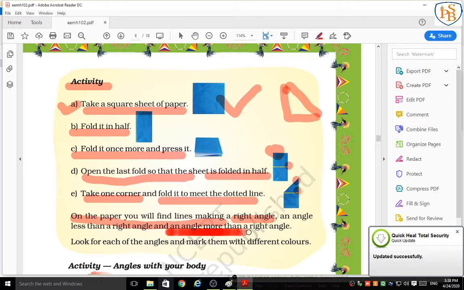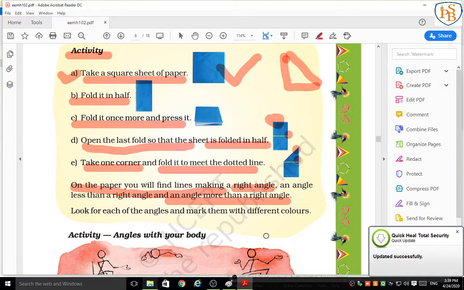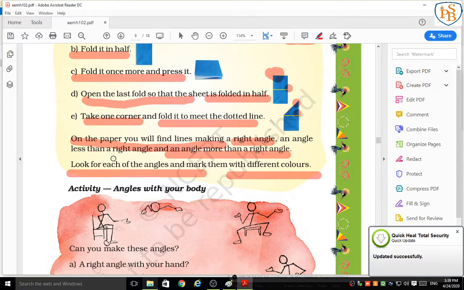And the angle more than a right angle. If we see over here, correct, you will get one more angle that is more than a right angle. Clear, students? After that, look for each of the angles and mark them with different colors. Again you have to use the color pencil and just mark which is your right angle, which angle shows less than a right angle and which angle shows more than a right angle. Okay, students? So this is a simple activity that you have to do.